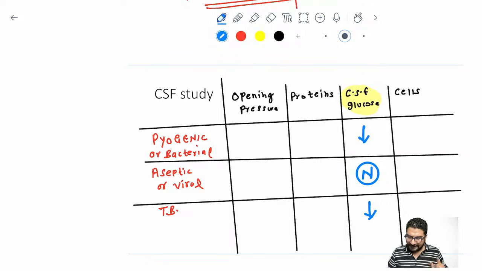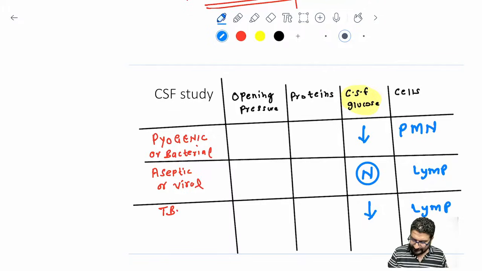Now coming to bacterial. When it is bacterial, the cells will be neutrophils, or they can give you PMN. PMN means polymorphonuclear neutrophils. In case of viral and tubercular, it will be lymphocytes. So understand this thing. You just have to see two things. बाकी देखो pressure, protein सब में बढ़ता है. Simple. Protein and pressure will be increased in all.